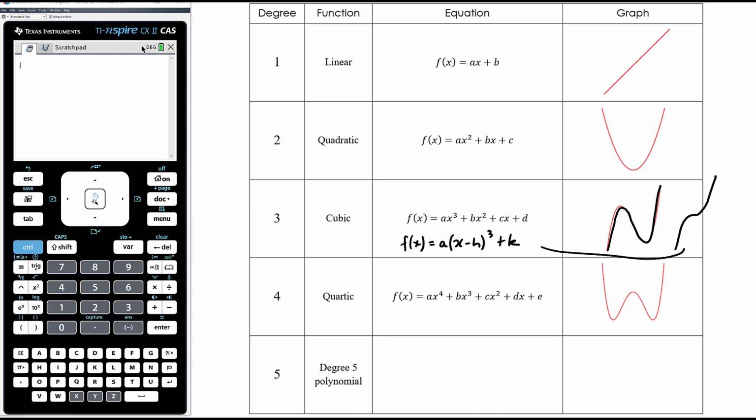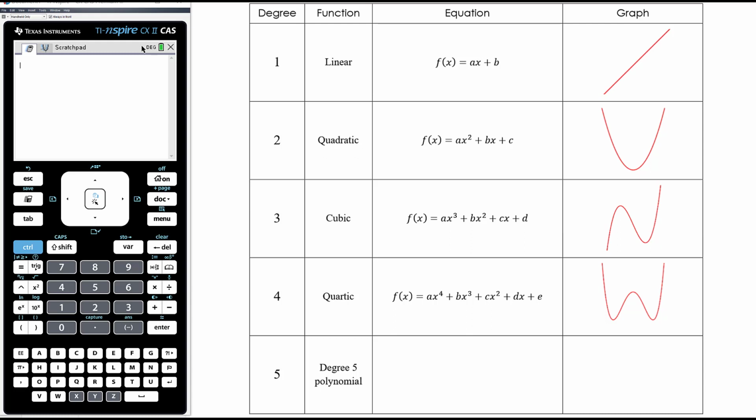Then it would look like that. Okay? But most cubics are going to look something like this instead. Okay? Now, perhaps "most" isn't quite right, perhaps not always true, but a lot of cubics.